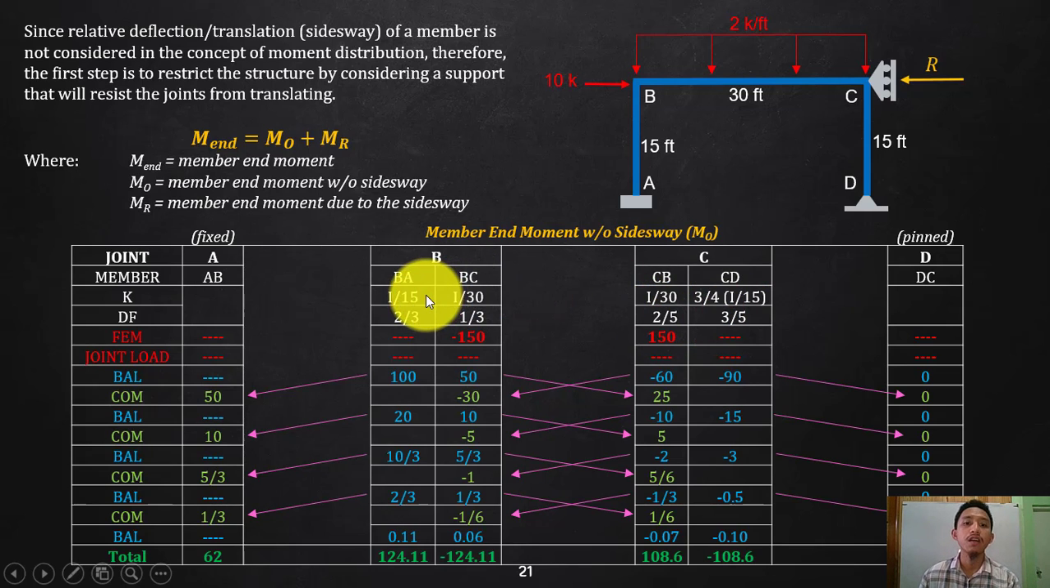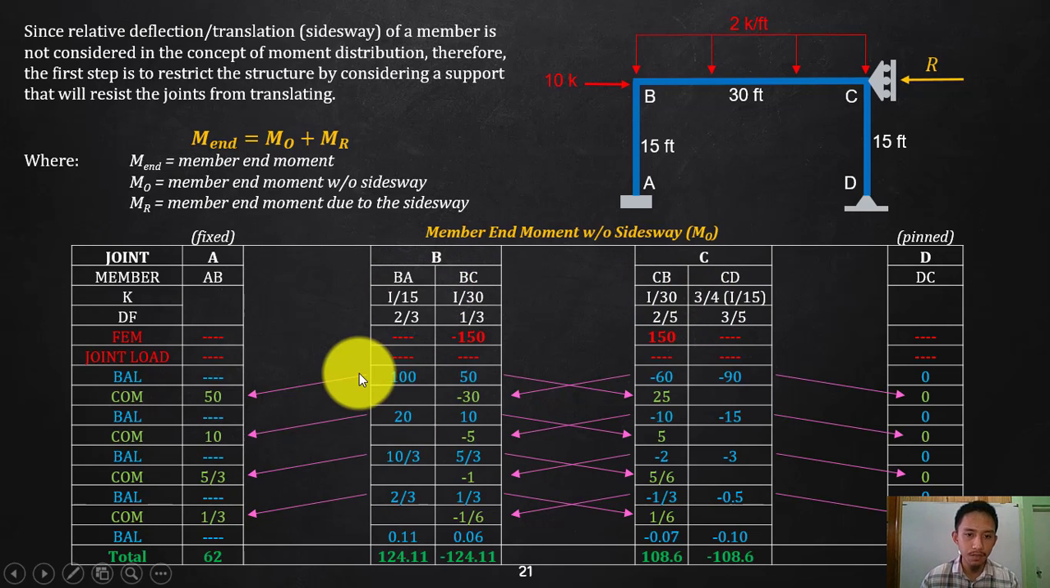By the way, this is fixed, so I over 15, I over L. That is I over L, since considered fixed, it is continuous. And so with CB, I over 30. And then this one is actually 3/4 of the I over L. Why? Because that is simply supported on the other end. And of course, we do not need this, since that is just a simple support. So now, that is how we ended up with your distribution factor. This divided by the summation, this divided by the summation.